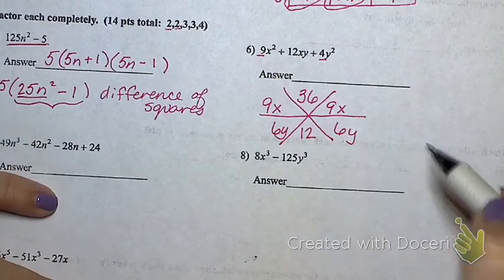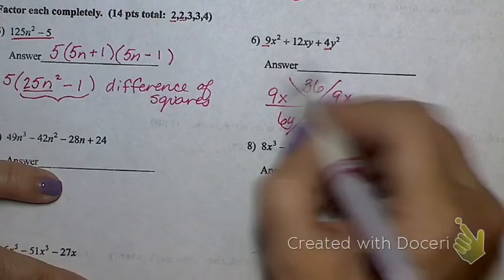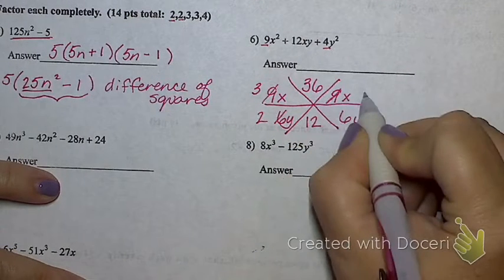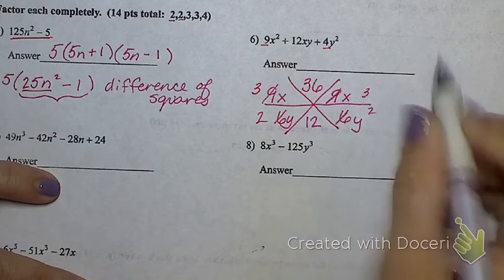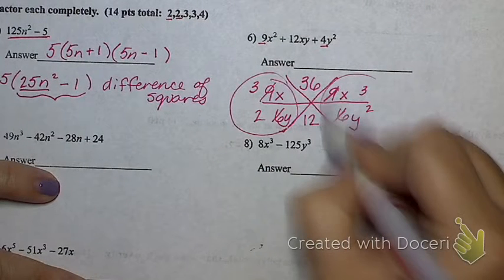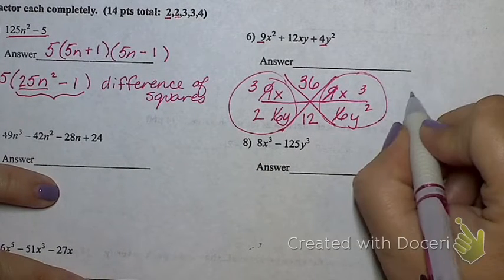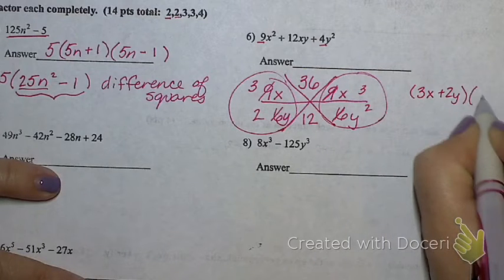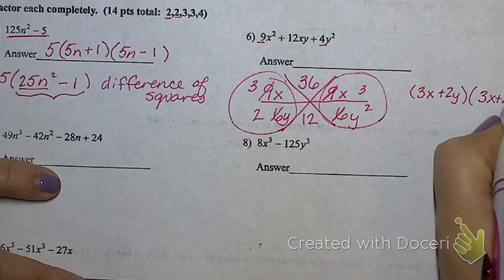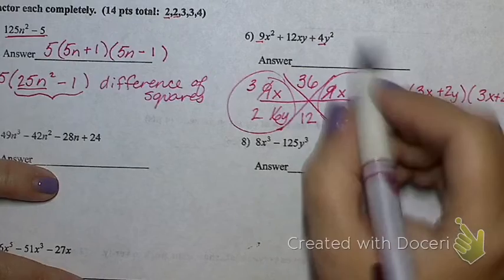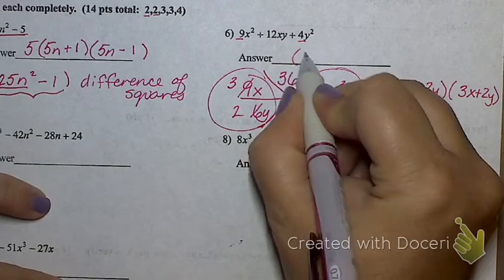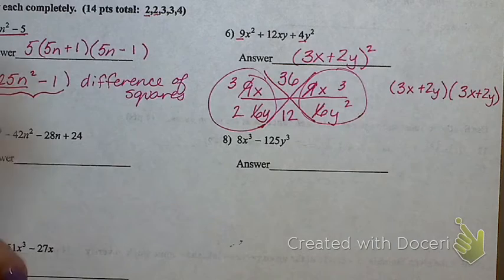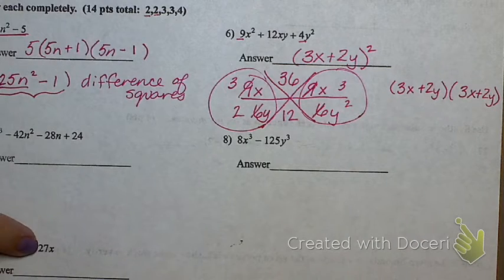9 over 6, does that simplify or reduce? 3 over 2. Now, what do you notice about these 2 parentheses? They're the same. It's 3x plus 2y and 3x plus 2y. So how do I expect your answer to be written? 3x plus 2y quantity squared. Questions there?